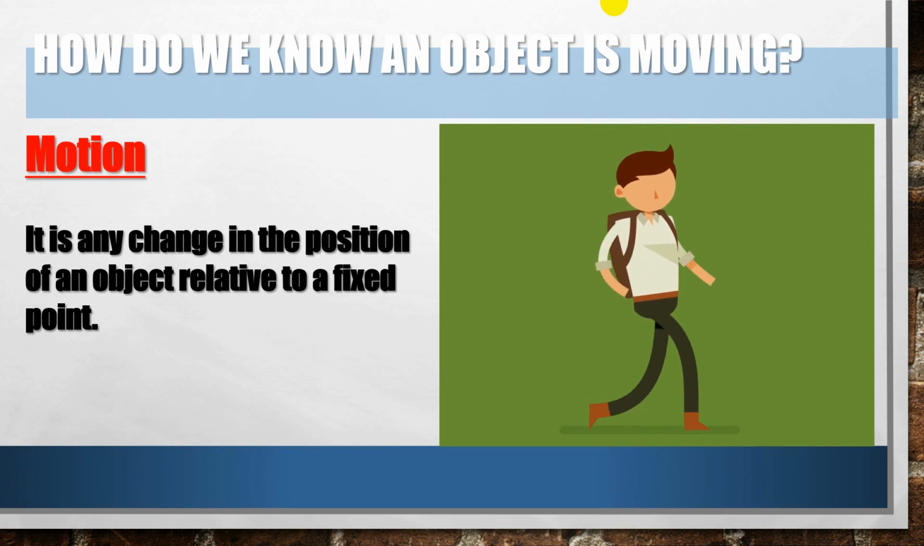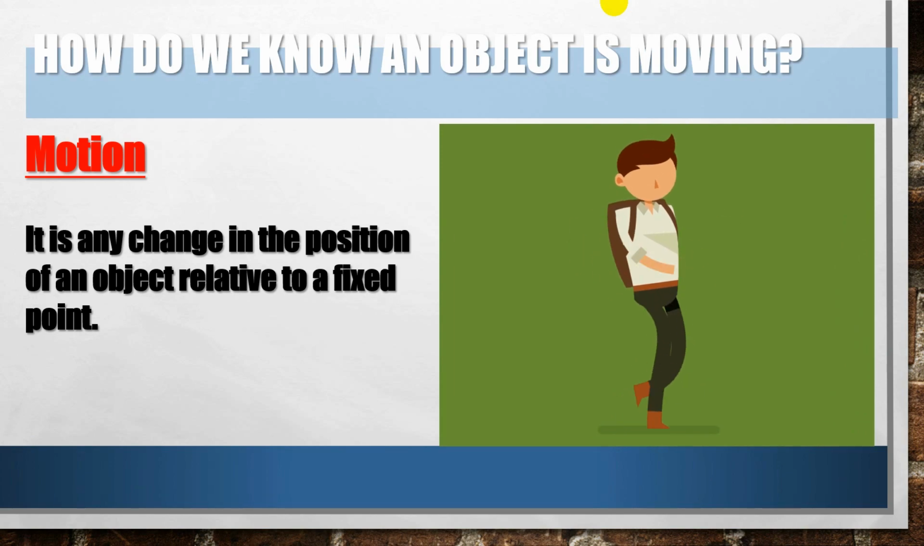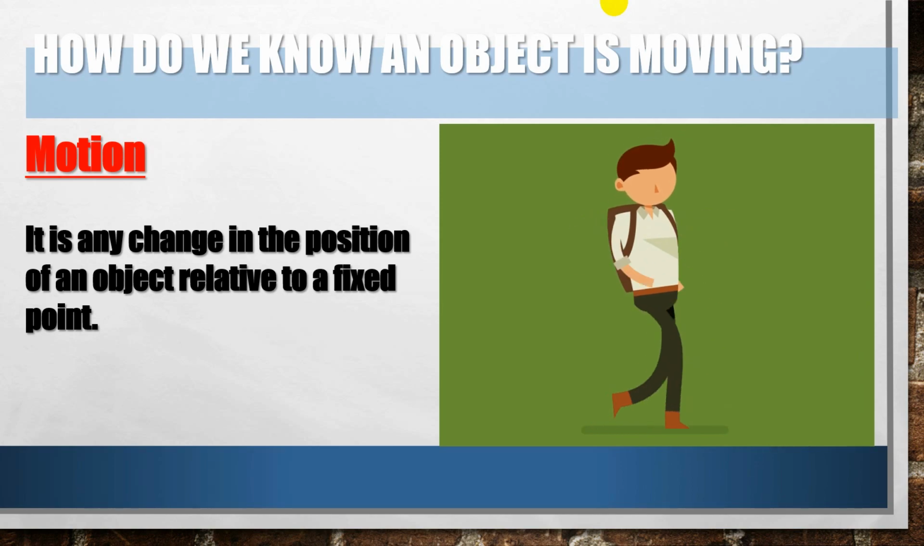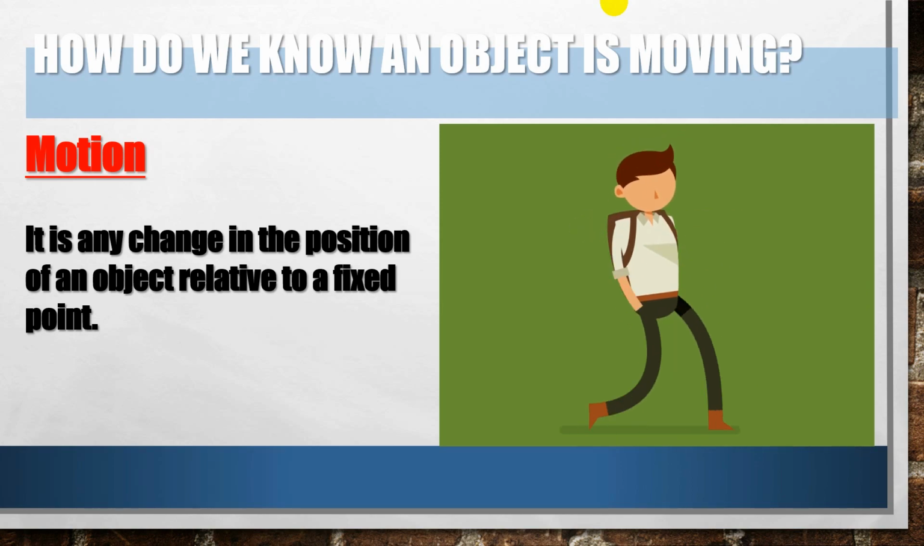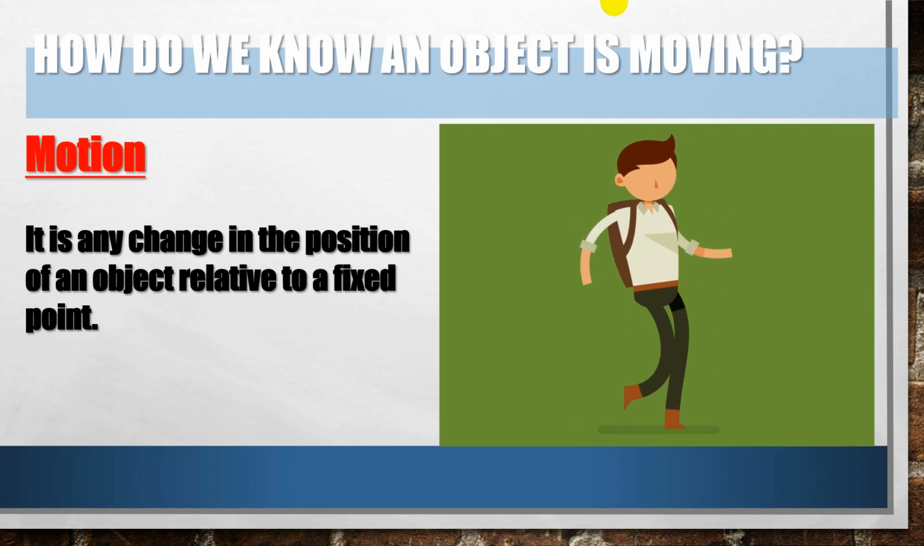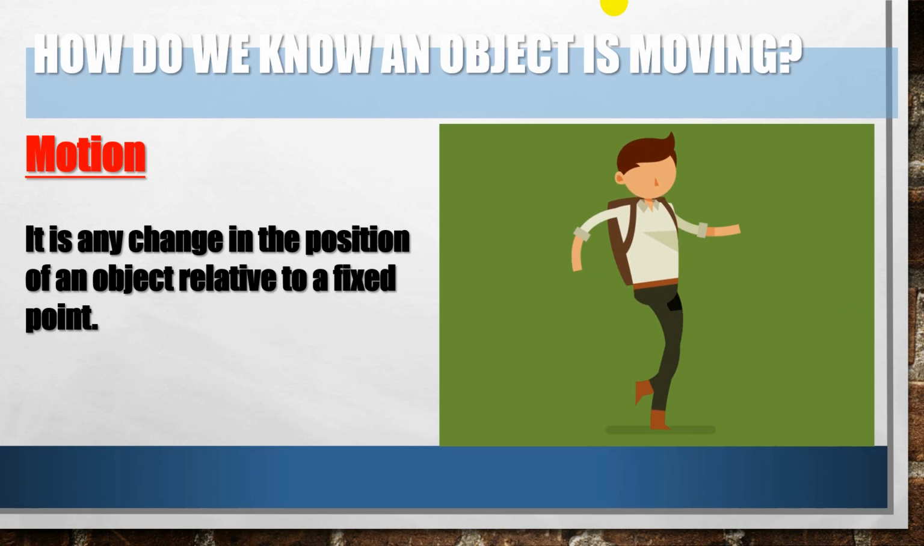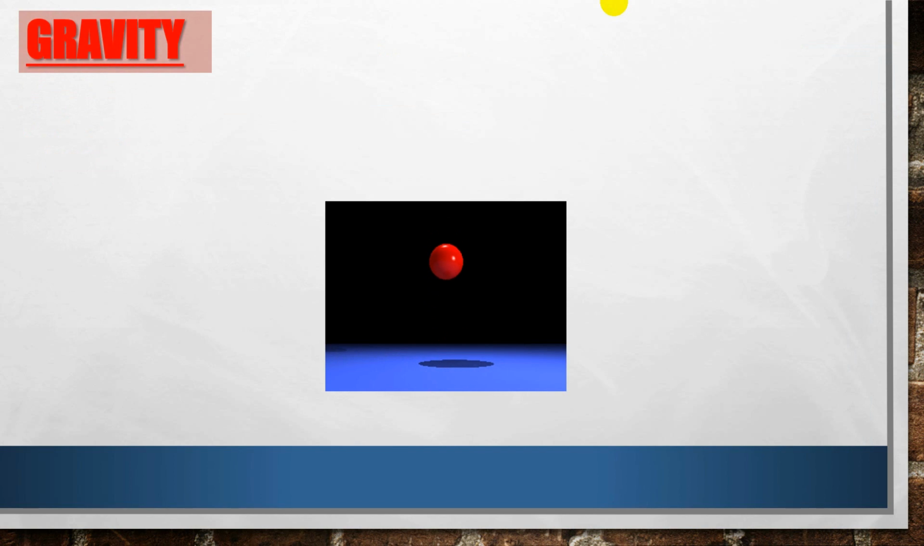So I can define motion. It's any change in the position of an object relative to a fixed point. So if I have an object that changes position or moves for a distance, I call this a motion, okay? So that's great. Any change in position of an object relative to a fixed point, we call it a motion. So now we're going to talk about something called gravity.